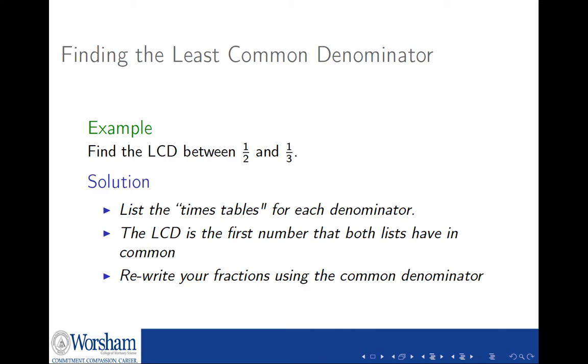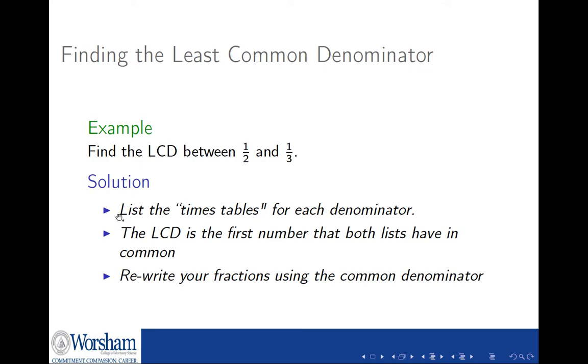So we're going to find the least common denominator between 1/2 and 1/3. Now the process we're going to use is we're going to list the times tables for each denominator. Doesn't that sound a little bit familiar? The LCD is going to be the first number that both of those lists have in common. Man, that sounds oddly familiar too. The next step is that we're going to rewrite our fractions using that common denominator. So the first two steps should be very familiar to you. We did that in the least common multiple section. The new part is that we're going to rewrite our fractions using that common denominator.